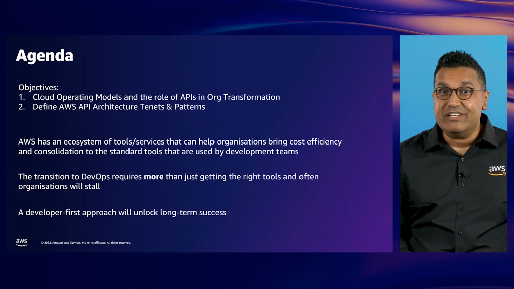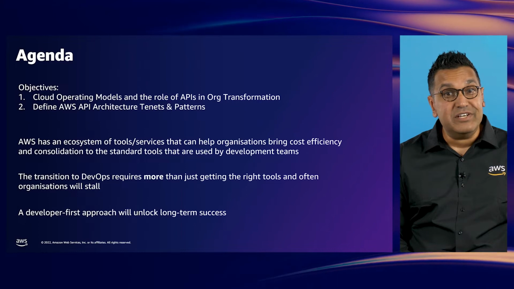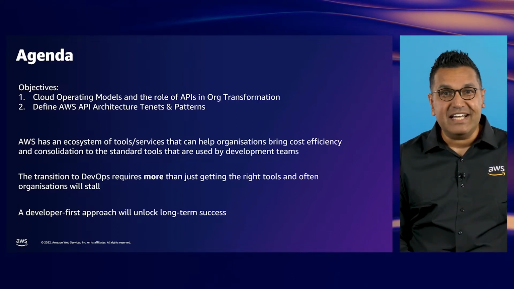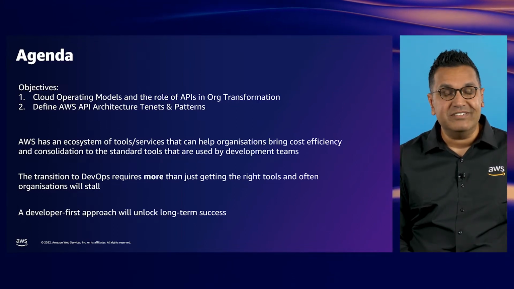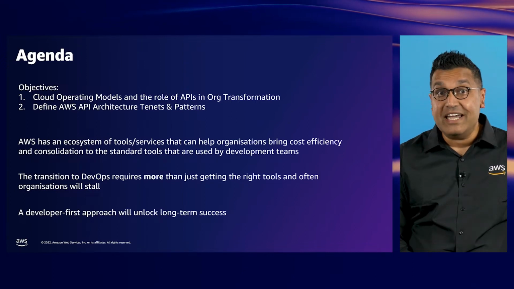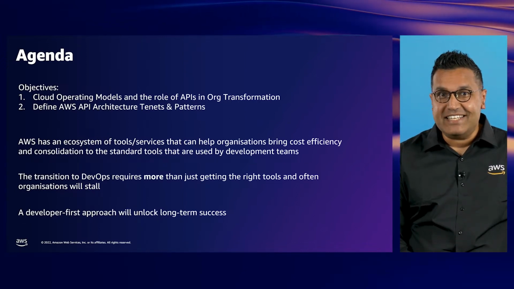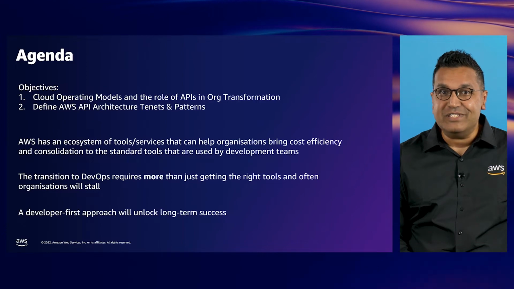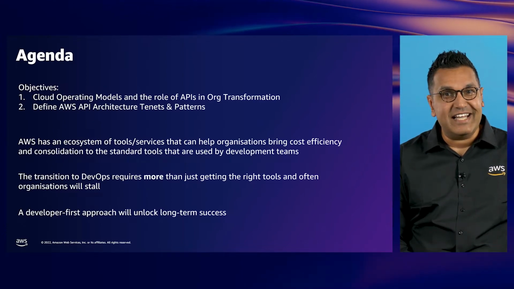First, we're going to explore the different types of cloud operating models that we observe in the field and the role that APIs can play in an organisation's digital transformation. We will then define the common API patterns that we see in modern architectures and take a look at some of the tools available to you at AWS to make those architectures a reality.